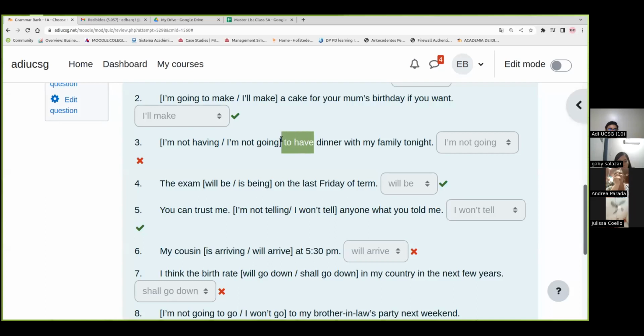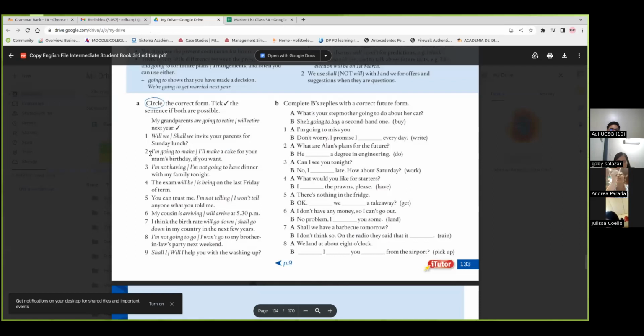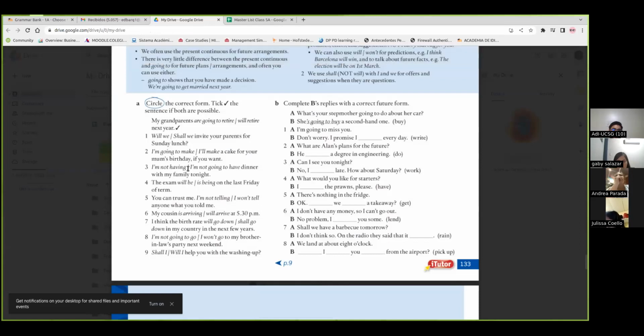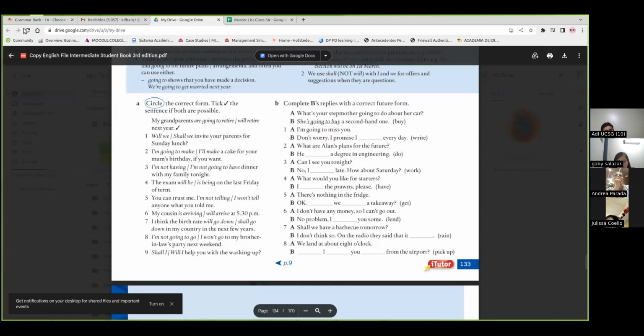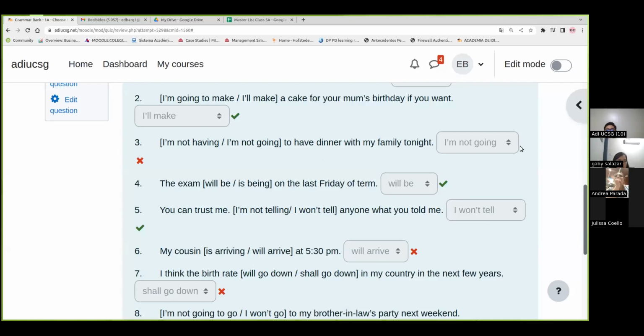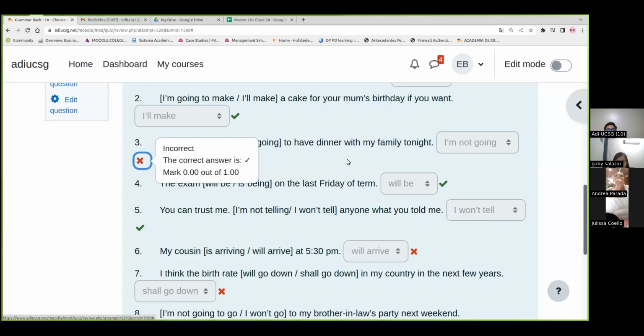¿Sí ven el error? ¿O todavía no? Yes, teacher. Hay un error de edición, ¿verdad? To have debería estar dentro del paréntesis junto con I'm not going, no fuera. Por estar fuera, no íbamos a decir I'm not having to have. Y aquí está la prueba. I'm not having está en cursiva. I'm not going to have está en cursiva. All right, so that's the doubt. This is why the answer was both of them.